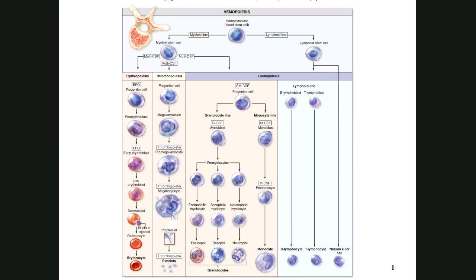And as I mentioned before, erythropoiesis is red blood cell production. Go over these just one more time. Red blood cell production, platelet production is thrombopoiesis, and leukopoiesis is white blood cell production. And leukopoiesis also has the myeloid line and the lymphoid.